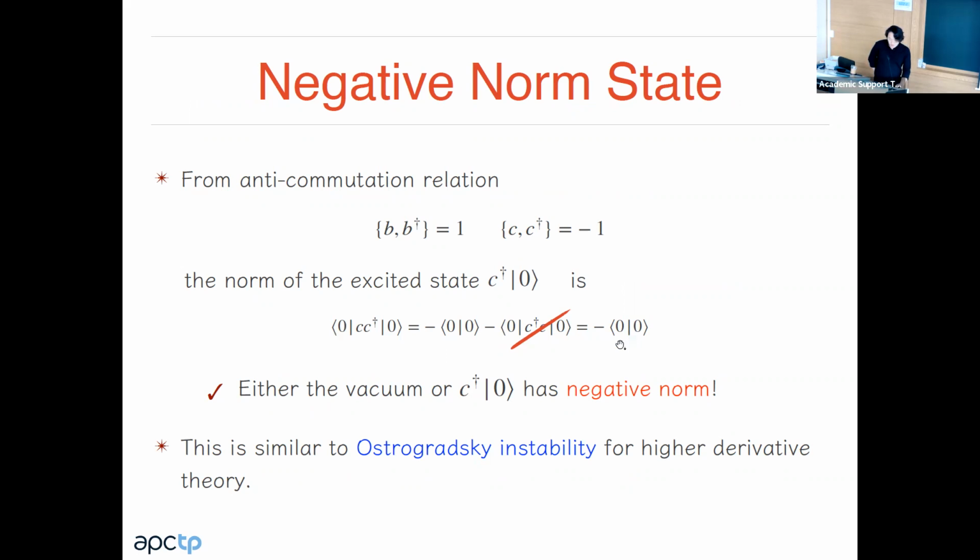And then the norm of the ground state is opposite to the norm of the first excited state. That means either the vacuum or this state has negative norm. Actually, this looks very similar to the Ostrogradski instability for higher derivative theory. This is not extremely higher derivative, but compared to the free fermion, it has a higher derivative. So you can also see the same structure in this instability, but I omit that story.